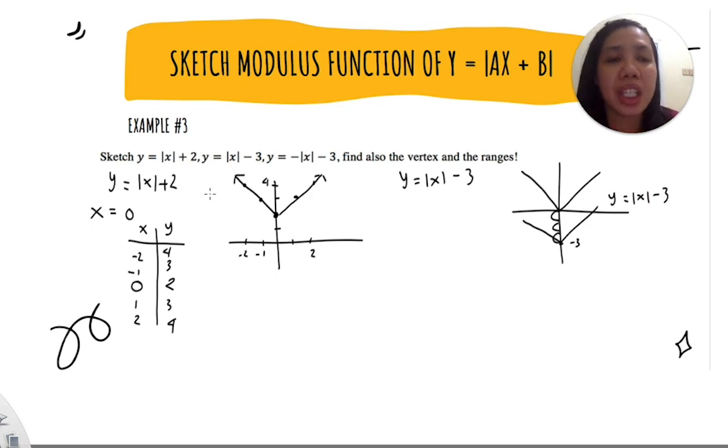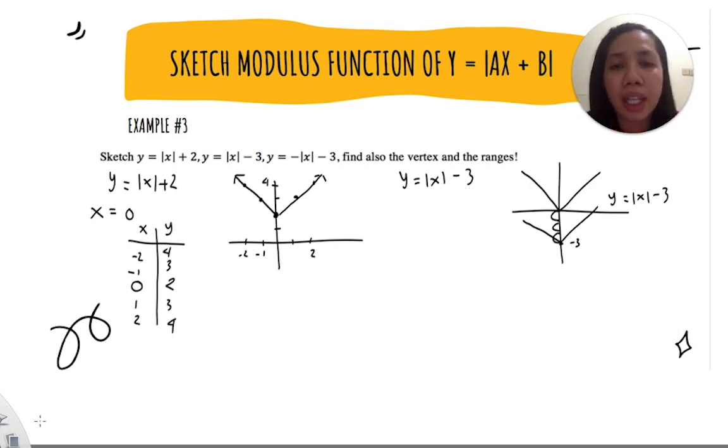Okay, pay attention. If we add a number to the y value here, then the shifting will be upward by as many units as we have here. And if we subtract a number from the function, then the shifting will be downward by as many units as we have here.